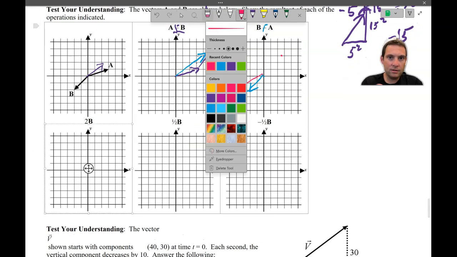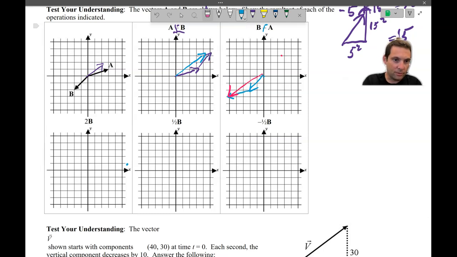Twice B, which just means we're going to double B. So we'll draw a B and then we'll draw another B. Our resultant is going to be these two, which I'll just draw right there. Half of B, negative 1/2 B, just like that.